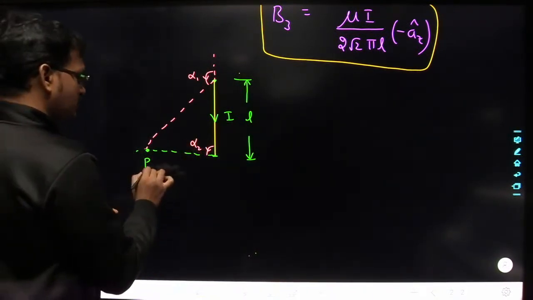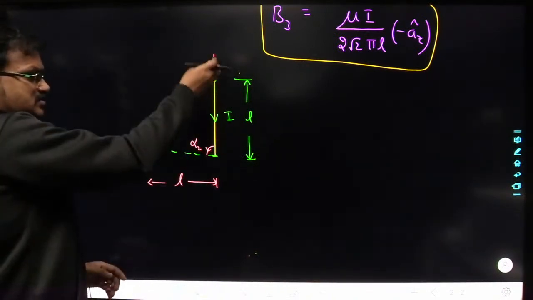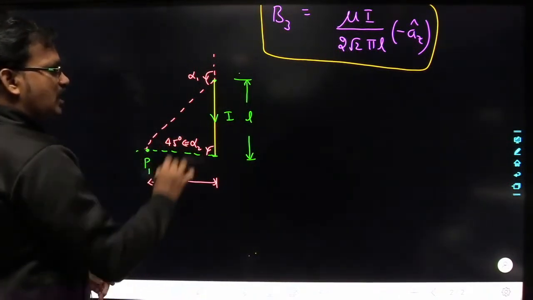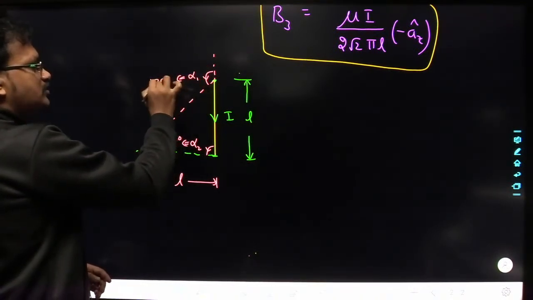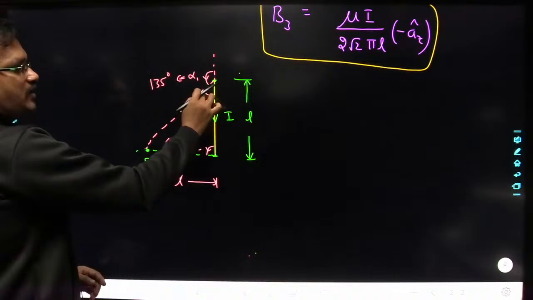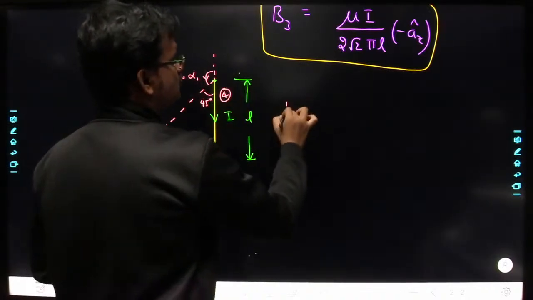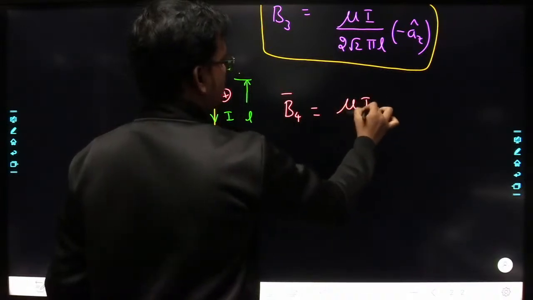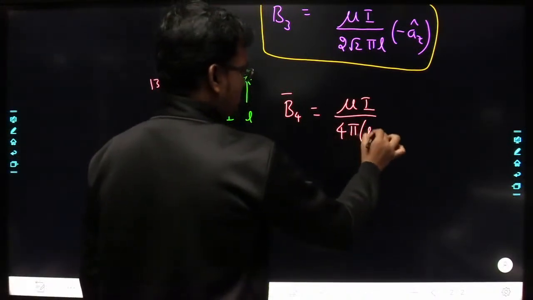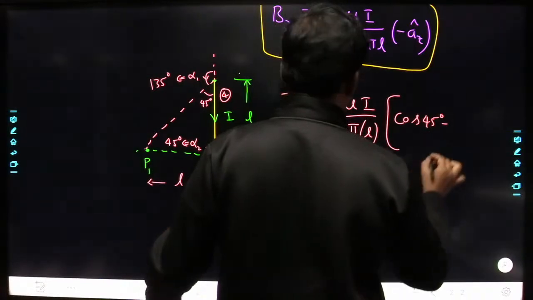So what is the normal distance from here to here? It is nothing but L. And this distance is also L, so that means alpha 2 you are going to get 45 degrees, and alpha 1 you are going to get 135 degrees. Since this is 45 degrees, alpha 1 is 180 minus 45, that is 135. Now this is the fourth section, so B4 is equal to mu I by 4 pi into the normal distance L into cos alpha 2, alpha 2 is 45 degrees, minus cos 135.